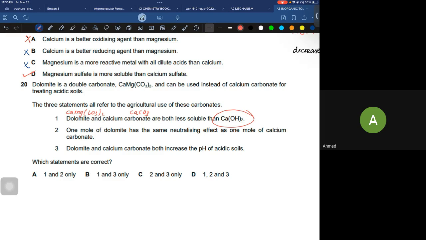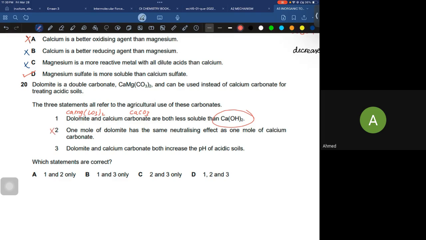Statement 2: 1 mole of dolomite has the same neutralizing effect as 1 mole of calcium carbonate. No, because dolomite has 2 moles of carbonate as compared to calcium carbonate, which has only one carbonate. Of course, the neutralizing point would be different. So statement 2 is incorrect.